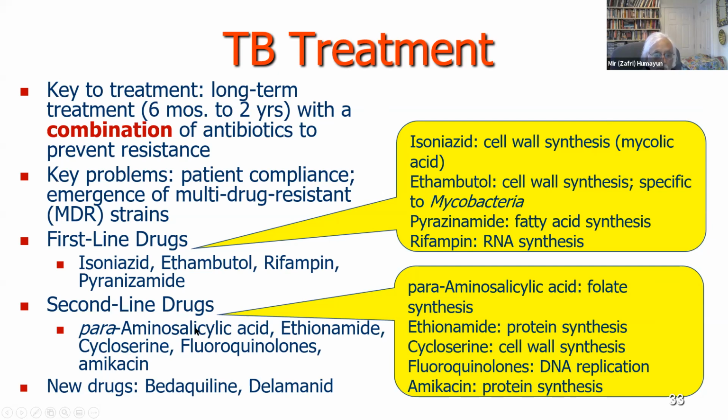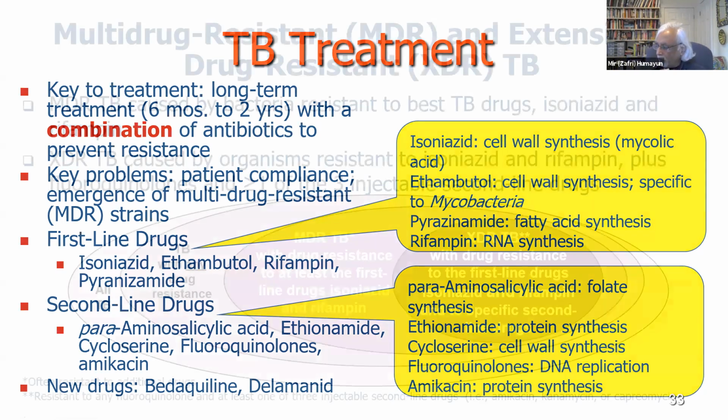Second line drugs are given in cases where first line drugs fail to control the bacterial multiplication. Second line drugs are drugs like para-aminosalicylic acid, ethionamide, cycloserine, fluoroquinolones, and aminoglycosides such as amikacin, etc. Okay? There are certain new drugs that have been recently approved, two of them are bedaquiline and delamanid.